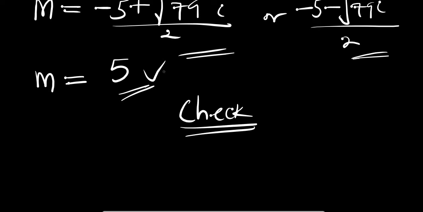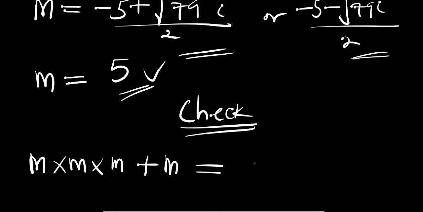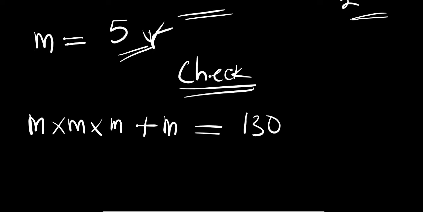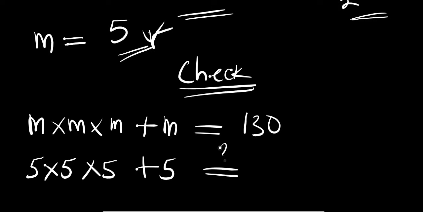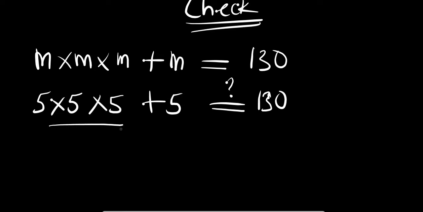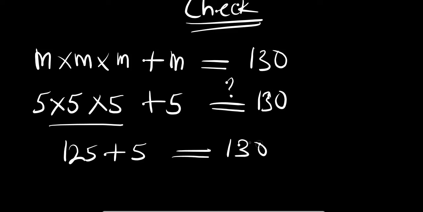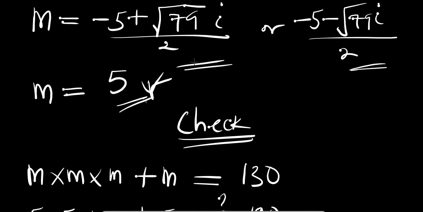Now, the next thing we are going to do is to check. We are going to check if the real solution actually satisfies that equation. Remember, we had m times m times m plus m, and this equals 130. So if we insert 5 here, we should have 130. That means if we have 5 times 5 times 5 plus 5, this should give us 130 if our solution is right. And definitely, 5 times 5 times 5 is 125, plus 5, and this equals 130. Yes, because 125 plus 5 is 130. Showing that this answer is absolutely correct.